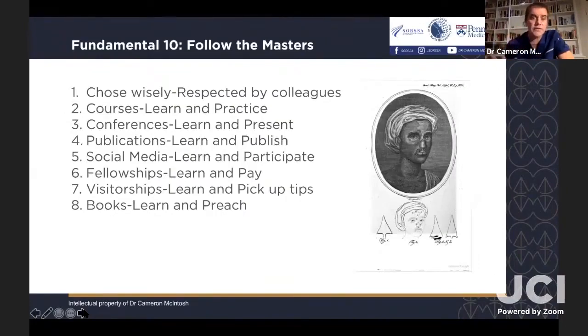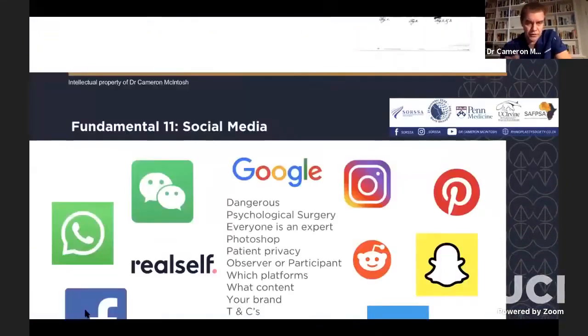And the guys are so open to that. So go out and do visitorships. Finally, in terms of books, learn, and then you've got to preach. So you've also got to be part of this. Go and get onto this rhinoplasty train and learn from the books. There are fantastic books out there, which we'll talk about.